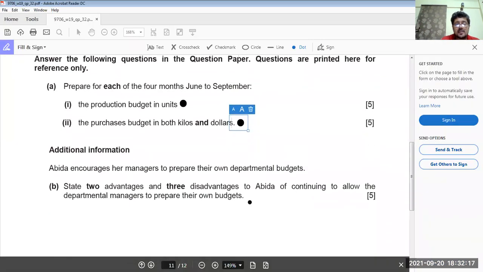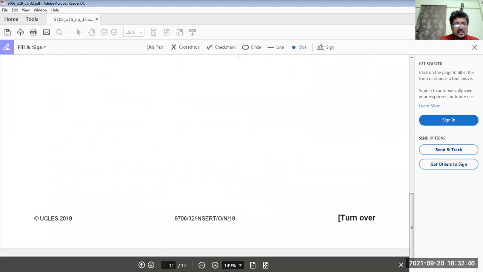After engaging managers to prepare their own departmental budget, state three days to allow departmental managers to prepare. Here again we have to write the advantages and disadvantages. Budget gives you set targets, improves motivation. Achha, what is the problem with budgets? Very time-taking procedure, needs a lot of calculations, complex. Managers do not have the skill to understand the complexity. Okay, done.